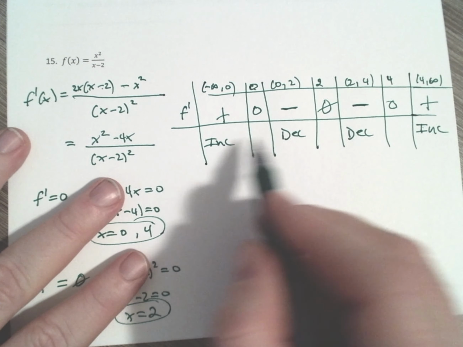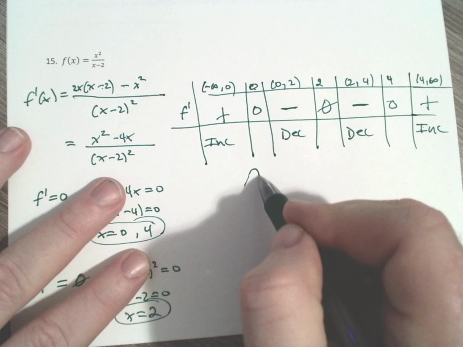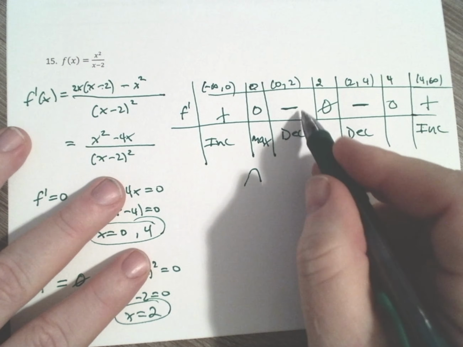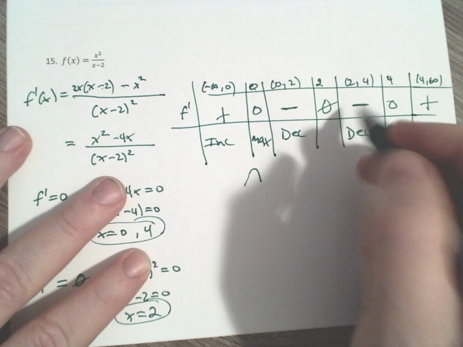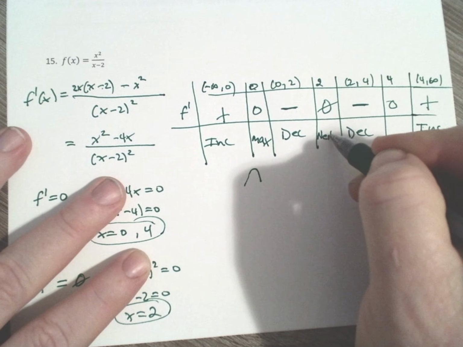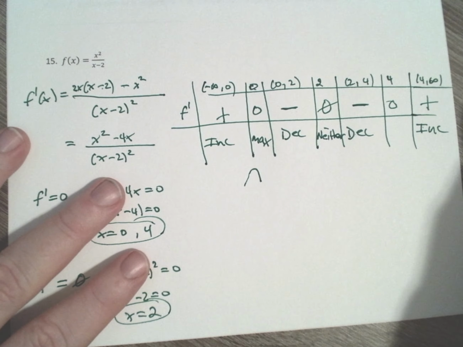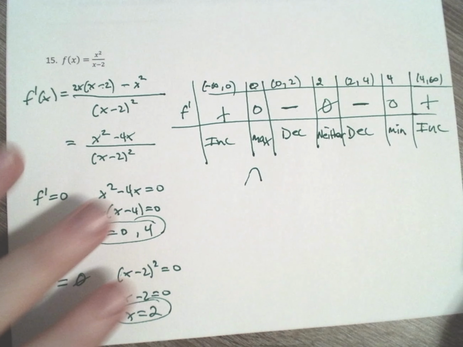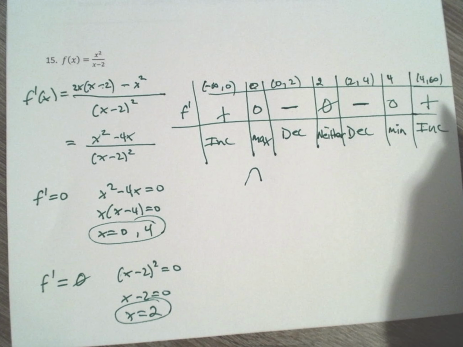Okay, going from increase to decrease is a max. If I do not change signs, or I'm decrease to decrease, I have neither. And then on the last one, I'm going from decrease to increase, so I have a min.